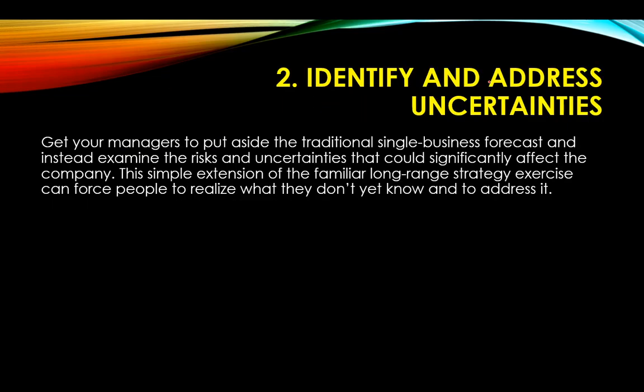So next, identify and address uncertainties. This would be difficult for all of us because we don't know the uncertainties yet unless we provide strong research about it. So the best way is to get your managers to put aside the traditional single business forecast and instead examine the risks and uncertainties that could significantly affect the company. So this means that a simple extension of the familiar long-range strategy exercise can force people to realize what they don't know, and of course you have to address it.